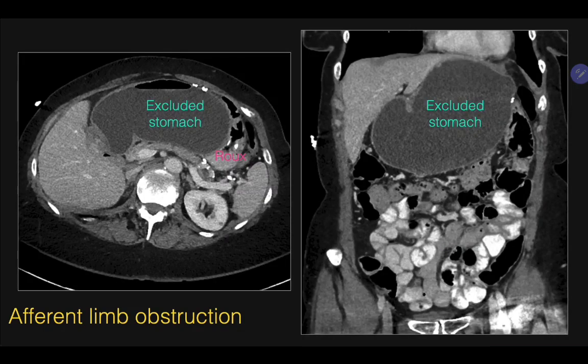So let's go back to our patient. She presented with several-day history of worsening abdominal pain, and the excluded stomach is severely dilated with some thickening near the pylorus. The patient had a venting gastrostomy tube placed and underwent pyloric biopsy, which confirmed adenocarcinoma obstructing the excluded stomach.